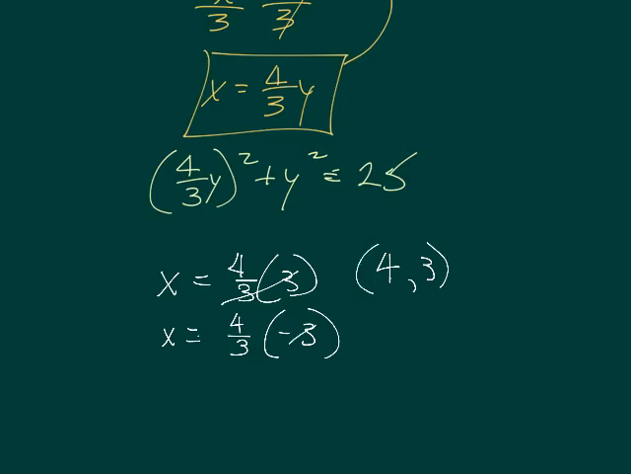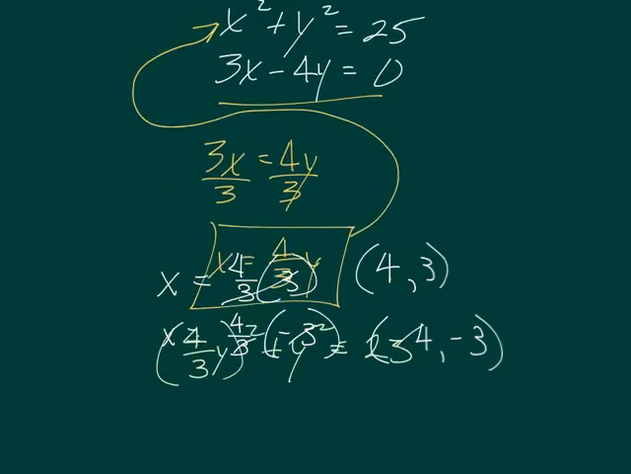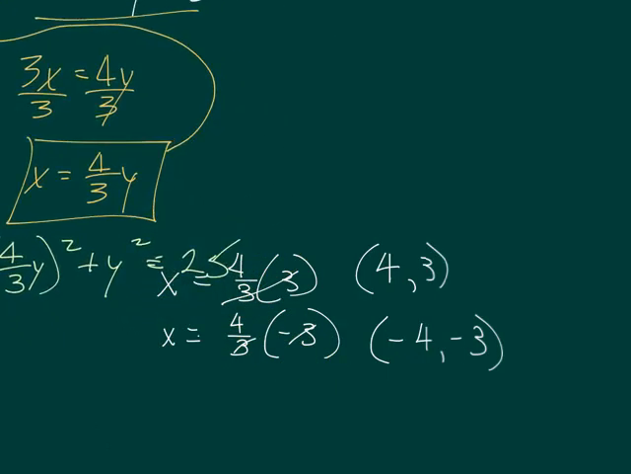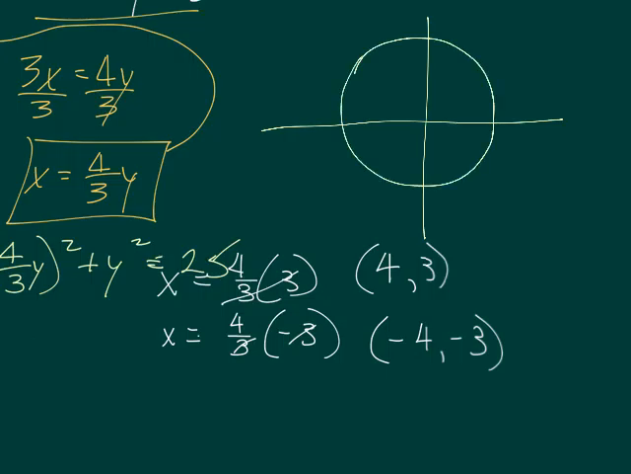And this one here, this cancels. My x value is negative 4 when my y value is negative 3. So what that tells me is that for this original problem, remember I said we had a circle and we had a straight line. What that's telling me is that when I draw my graph, so let's say I've got my axis here, and I have my circle, and then I have my line.